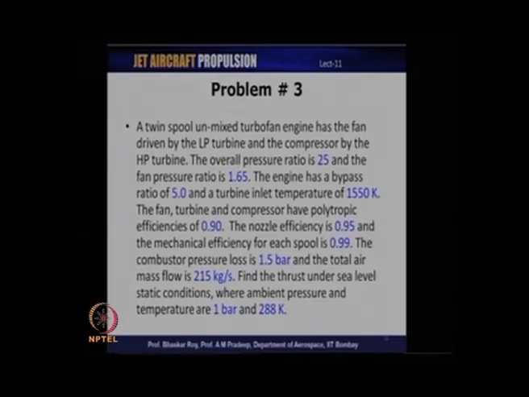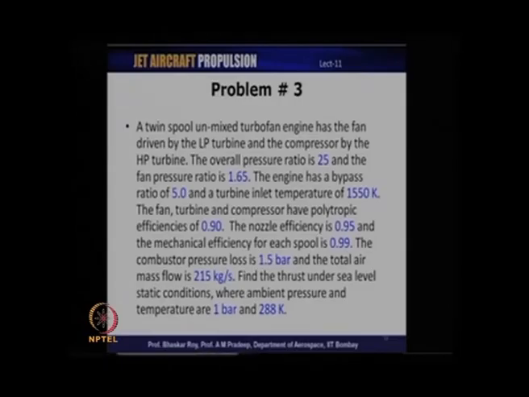The engine has a bypass ratio of 5 and the turbine inlet temperature of 1550 Kelvin. The fan, turbine and the compressor have polytropic efficiencies of 0.9. The nozzle efficiency is 0.95 and the mechanical efficiency for each spool is 0.99. The combustor pressure loss is 1.5 bar and the total air mass flow rate is 215 kilograms per second.